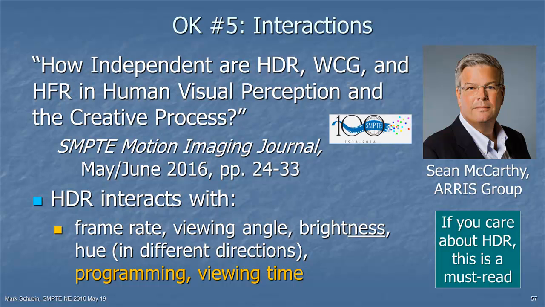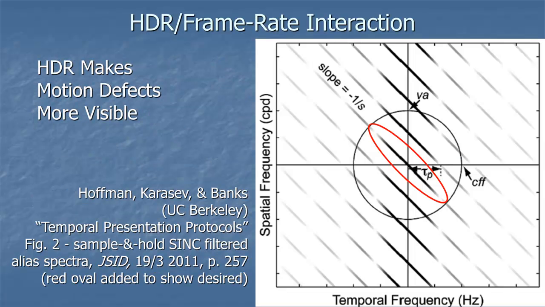It hasn't come out yet. How independent are HDR, WCG, and HFR in human visual perception and the creative process? Some amazing, mind-blowing stuff there. HDR interacts with frame rate, viewing angle, brightness, hue in different directions, programming, and viewing time. And I'll talk about some of those. So here's frame rate. This is not from Sean McCarthy's paper.